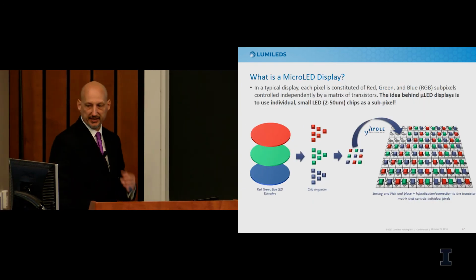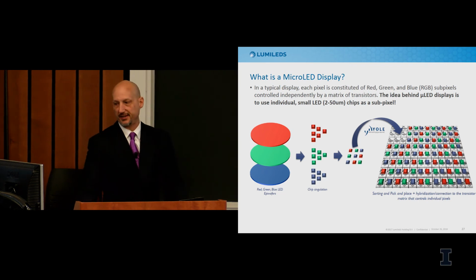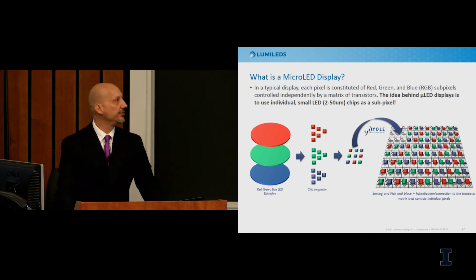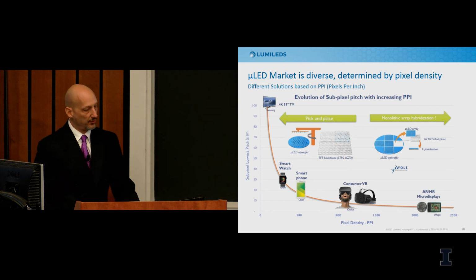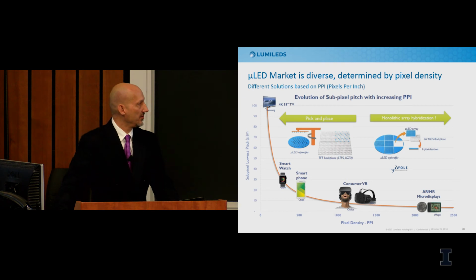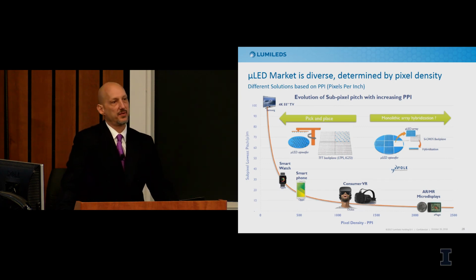So what is a micro LED display? Micro LED displays take LEDs and use them as pixels in an assembly, typically on the order of 2 to 50 microns. What people are ultimately working on is to use these to make displays for your smartwatch or your phone. These would wind up with pixel sizes on the order of 20 to 50 microns, or even microdisplay applications for augmented reality or virtual reality, which will take you down to the micron level.